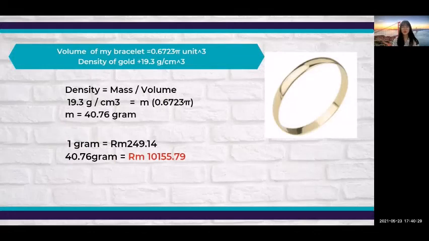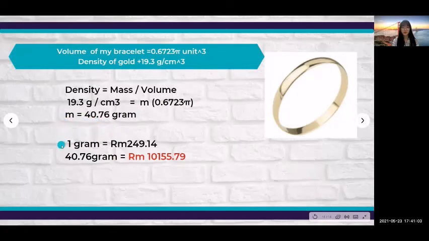When my volume of the bracelet is 0.6723 units cube, and the density of gold equals 19.3 gram per cm cube, we can apply this formula again. Substituting the volume that we get just now into the equation, our mass is 14.76 gram.